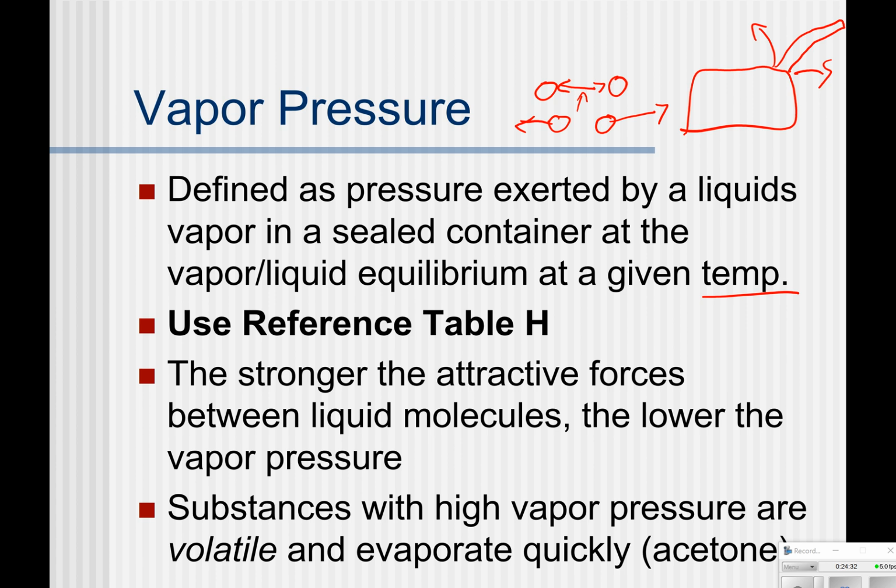Now, substances that have a high vapor pressure are volatile and evaporate quickly. Things like acetone or alcohol, if you leave them out on the counter, given a short amount of time, because of their high vapor pressure and low intermolecular forces, they're going to evaporate quickly, which makes them volatile because these substances, acetone and alcohol, as a vapor or gasoline, are very flammable.